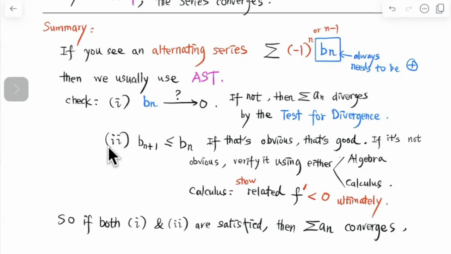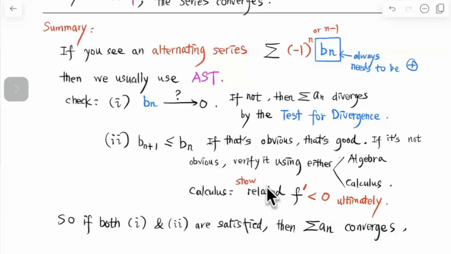The second condition we check is bn plus 1 less than or equal to bn eventually, which means ultimately, which means that after some index on, this is always satisfied. Now, if this is obvious, then that's good, because a lot of the time you see that the denominator increases and the numerator stays the same. So it's obvious that the quotient gets smaller, right? If it's that obvious, that's good. And if it's not obvious, you can verify this using either algebra or calculus.